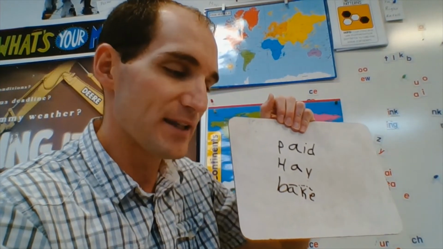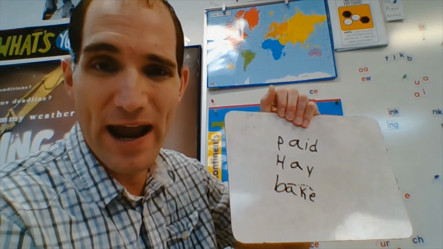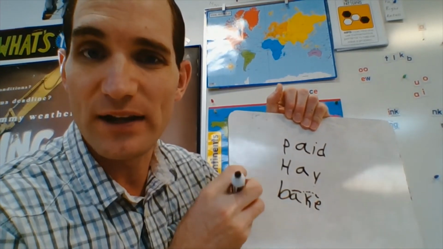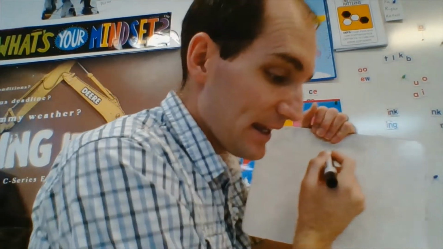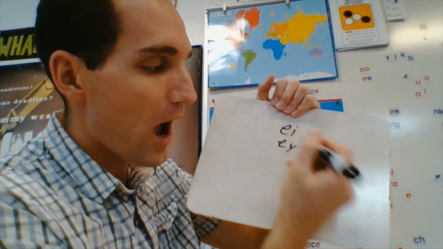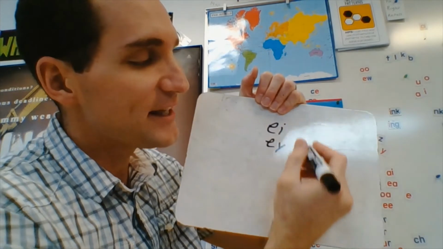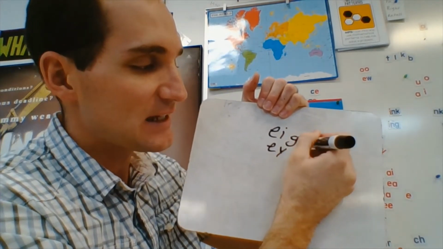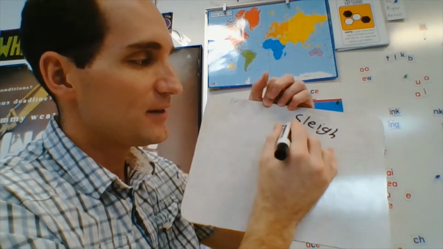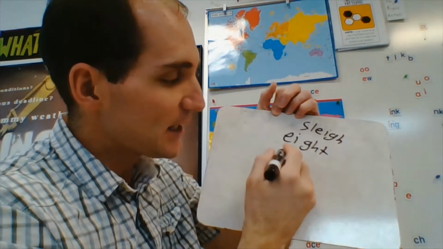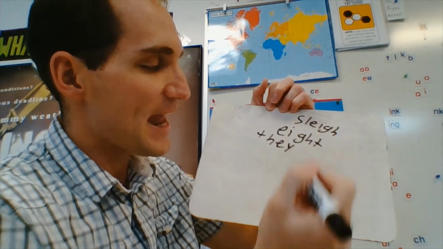Well, there's another way to make the A sound, which is totally random, and we would be working on it if we were at school this week. So I want to introduce it to you. Other ways that can say A are E-I and E-Y. E-I says A like the word eight, or like in this story, the word sleigh. E-Y says A like the word they.